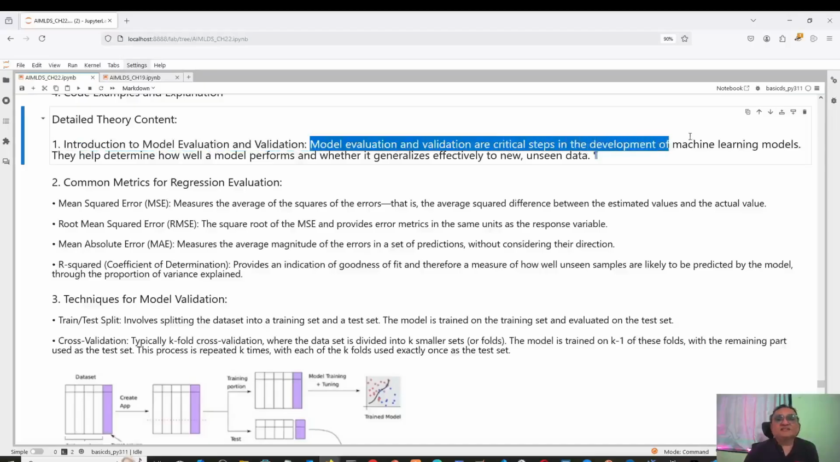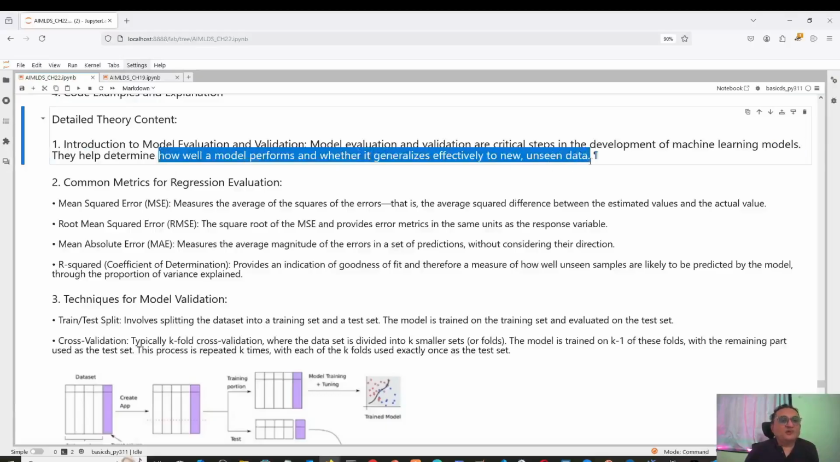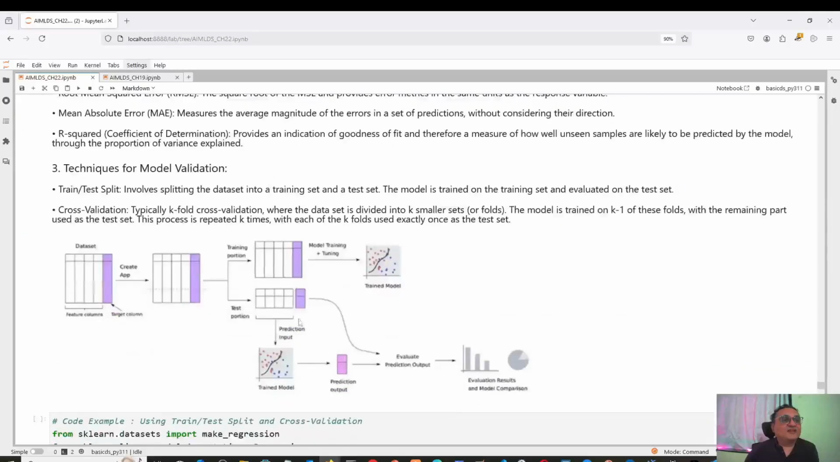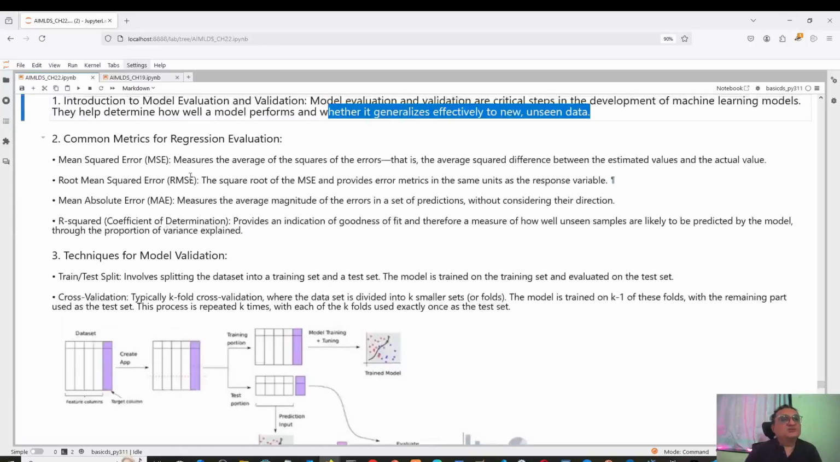Model evaluation and validation are critical steps in the development of machine learning models. They help determine how well a model performs and whether it generalizes effectively to new unseen data or not. When you compare the predictions made on unseen data with the actual results for that data, which you already had but did not expose to your machine learning model while it was getting trained, so that predicted value and actual value can be compared, that is called the evaluation process, right?